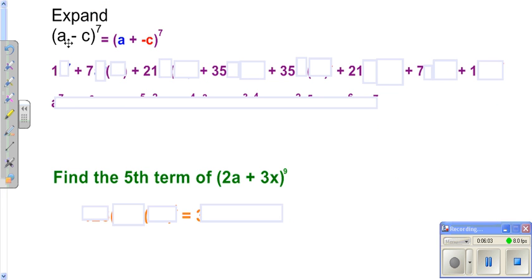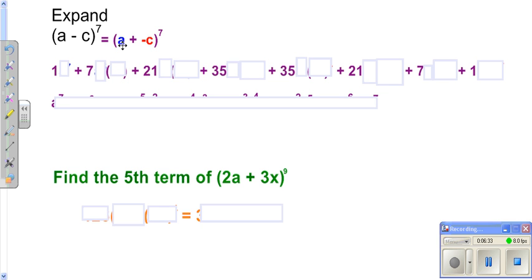This one here is to the 7th. Pascal's triangle only works when it's an addition sign in here, not subtraction. So we need to rewrite that: our subtraction is adding the opposite. So let's go ahead and take the 7th row, because your exponent is 7, so we have our 1, our 7, our 21, our 35, 35, 21, our 7, and our 1.